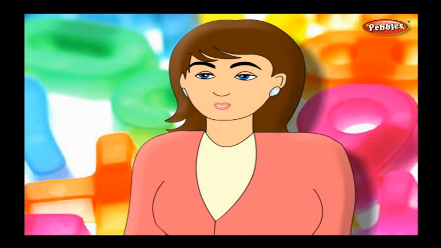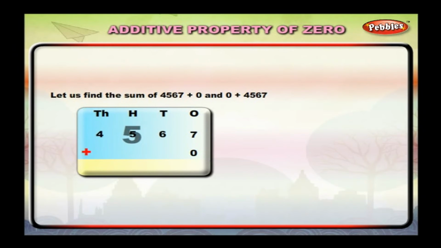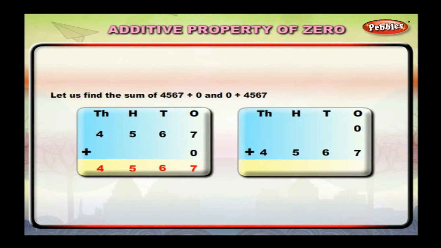Additive property of 0. 0 has got no value. So, when you add 0 to a number, the sum is the number itself. Let us find the sum of 4,567 plus 0 and 0 plus 4,567. Therefore, 4,567 plus 0 is equal to 4,567 and 0 plus 4,567 is equal to 4,567.